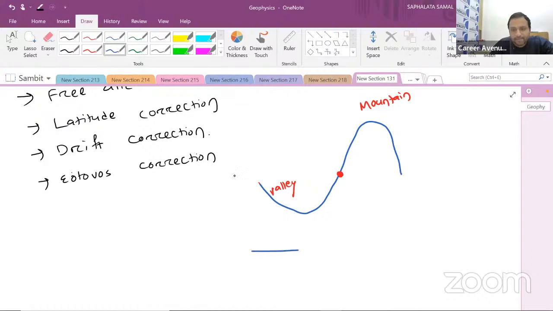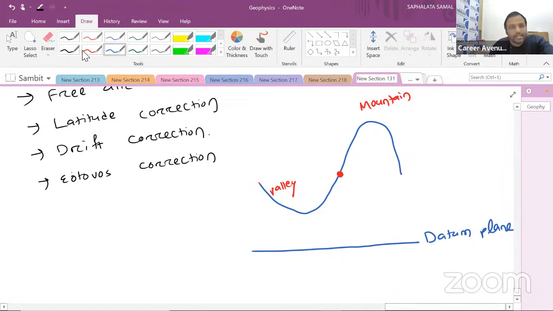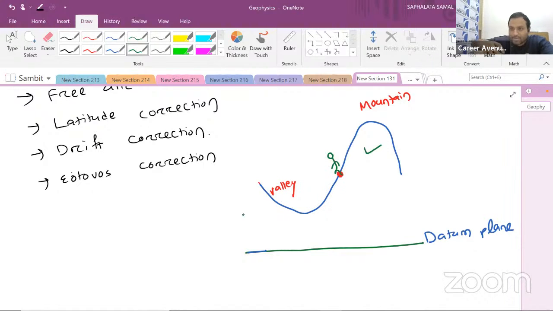Suppose this is my datum plane, or basically the reference spheroid. Suppose the reference spheroid is passing along this particular location. You are standing over here, measuring the gravity data. Due to the extra mass in the mountain, it is pulling your gravimeter towards the upside.